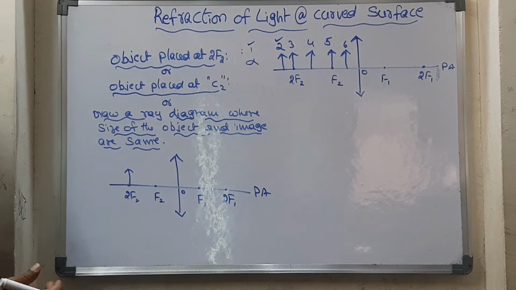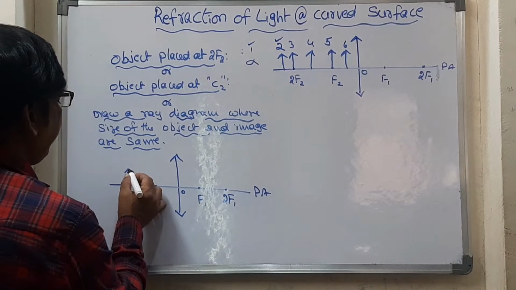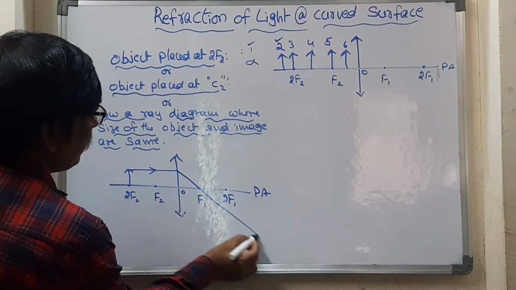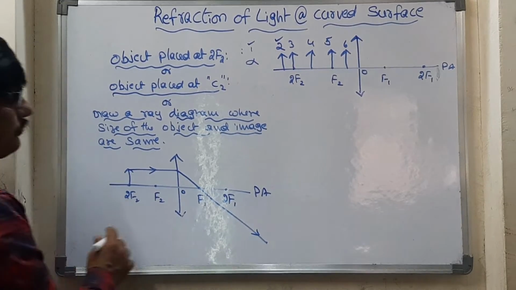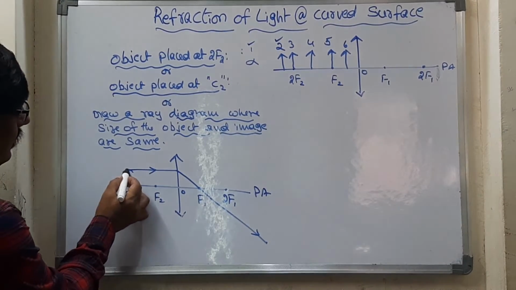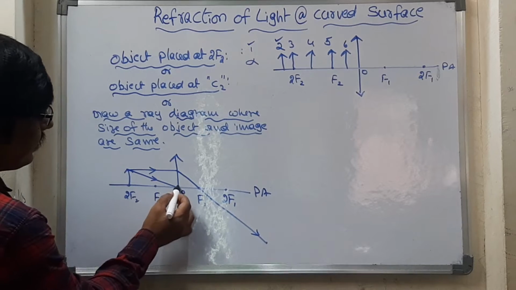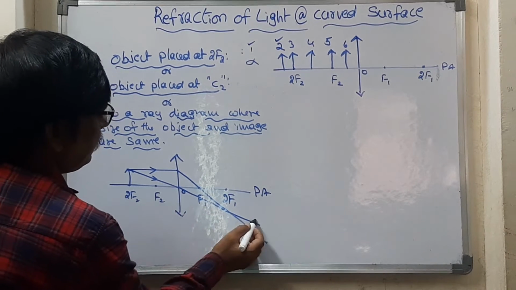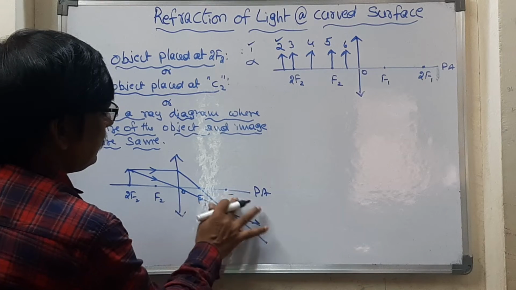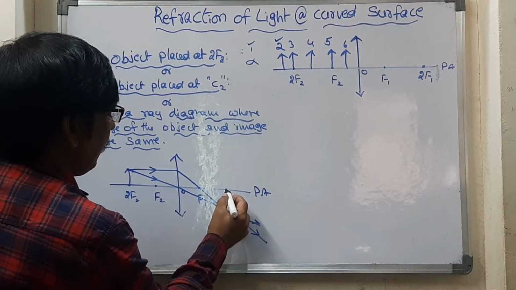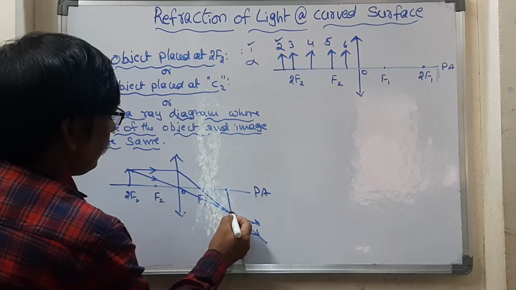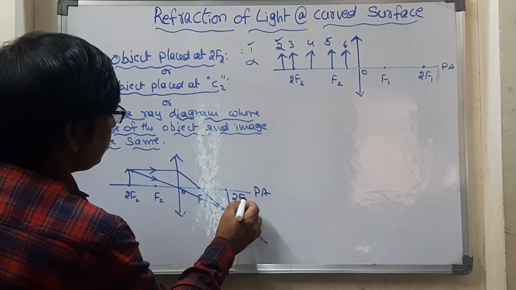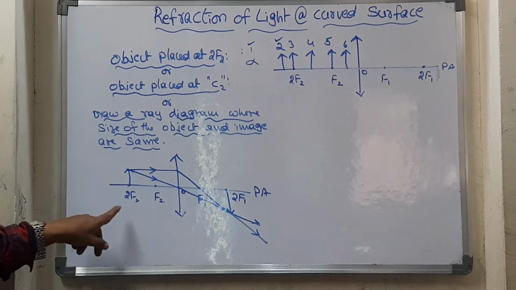So how many rays should we take? 2 rays. What is the first ray? Parallel to the principal axis. So from where does it pass? It passes through focus f1. The second ray passes through the optic center. So where will it travel? It will travel towards this side. A little bit that side I will draw, so you will understand. And here now we will draw the perpendicular. This is 2f1.